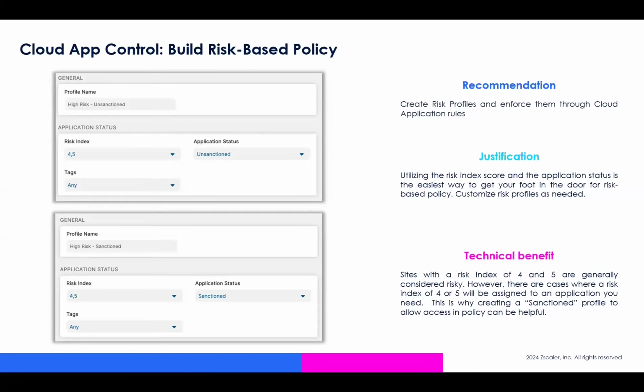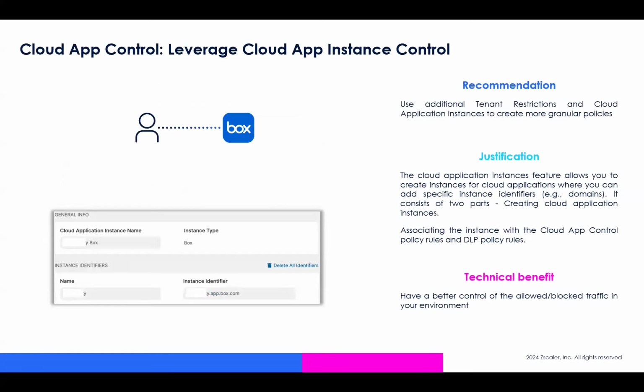Secondly, create risk profiles. We recommend creating the risk profiles that are displayed on screen. One profile that targets high-risk unsanctioned applications, and one profile that targets high-risk sanctioned applications. This will allow you to define a policy with different effects based on whether the application is sanctioned or unsanctioned, without unduly restricting access to applications that have a low risk index. Finally, leveraging Cloud App Instance Control is important and recommended in order to make sure that you're restricting access to non-corporate instances for applications that support this feature.